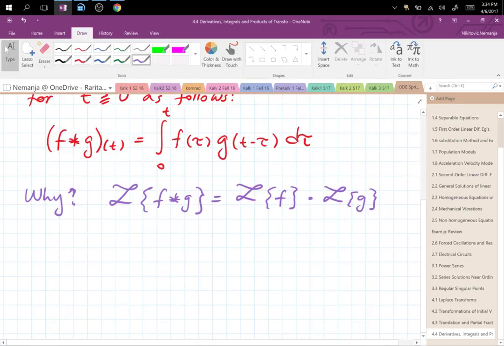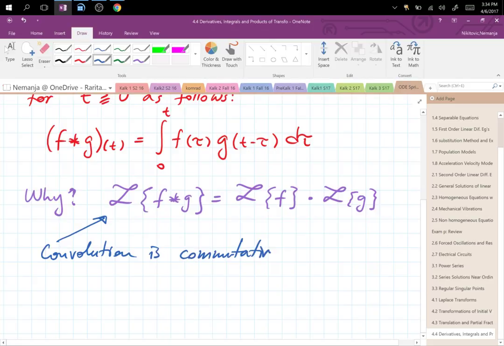Properties of convolution: convolution is commutative, because, as you can see, just by looking at this purple line over here, you can immediately conclude that convolution is commutative, because you have a product on the right hand side, so it can swap.